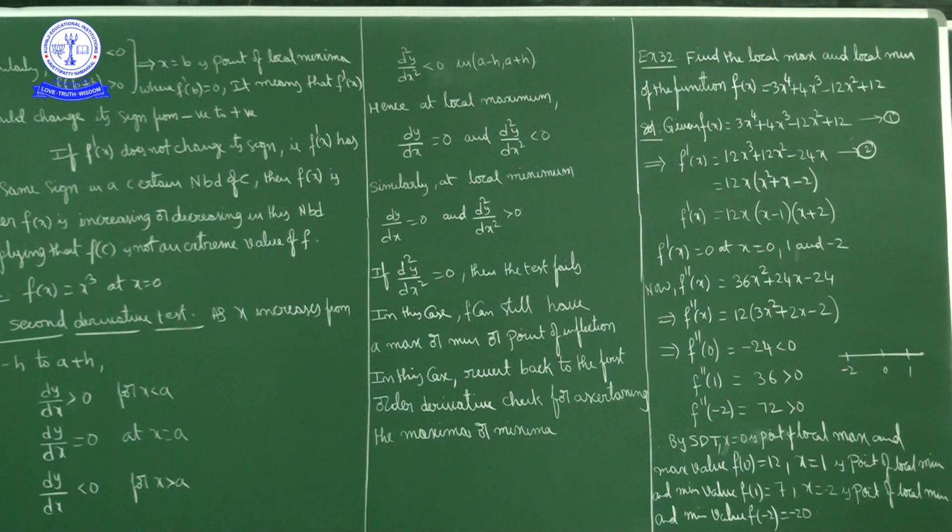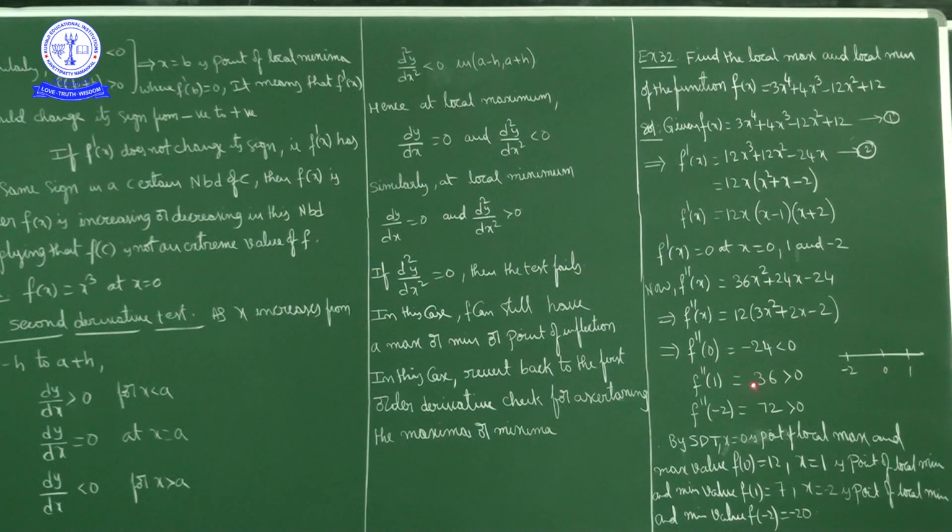Next, we verify the sign of f double dash of 1, because x equal to 0, x equal to 1 and x equal to minus 2 are zeros of f dash of x. We found f double dash of 0 is negative, so f of x has local maxima at x equal to 0 and the maximum value is 12. Now f double dash of x is 12 into (3x square plus 2x minus 2). For f double dash of 1, substitute 1: 3 plus 2 minus 2, the 2s cancel, 3 into 12 is 36.